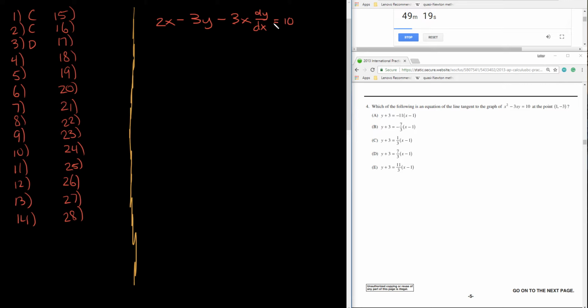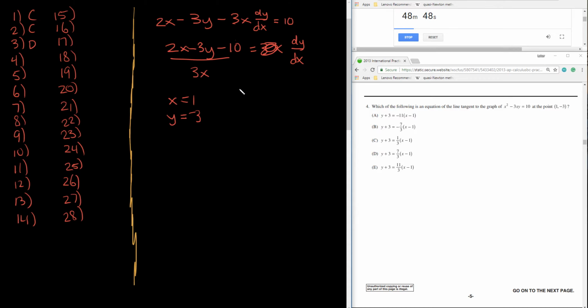Now we just solve for dy/dx, so we get that 2x minus 3y minus 10 equals 3x dy/dx, but we can get rid of this here and divide it here, 3x. So dy/dx equals this divided by 3x, and so if we plug that in at the point (1, -3), that tells us x equals 1, y equals -3.